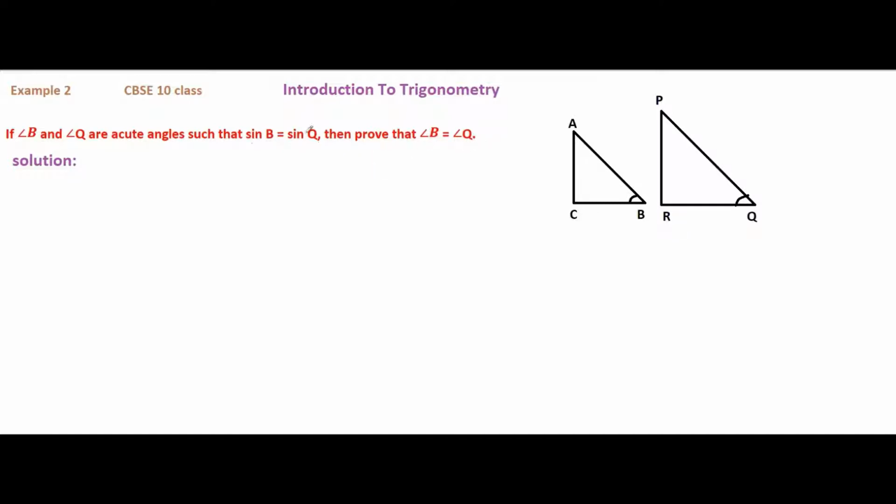Okay, have a look here. Angle B and angle Q are acute angles. For that we are taking two triangles, triangle ABC and triangle PQR. From these two triangles we are going to solve the problem. So write that: let ABC and PQR be two triangles.